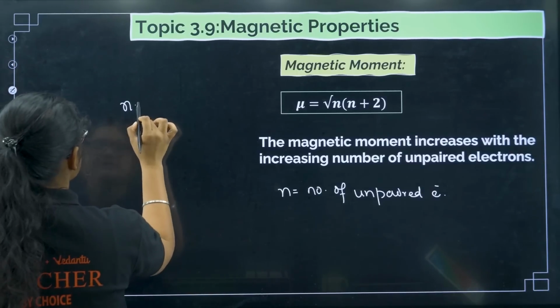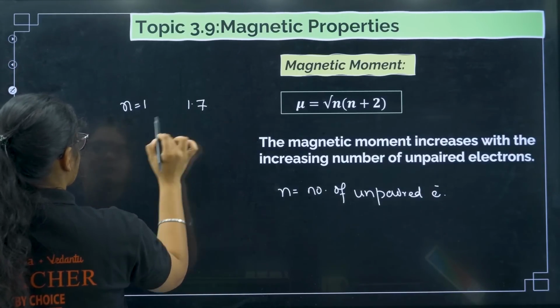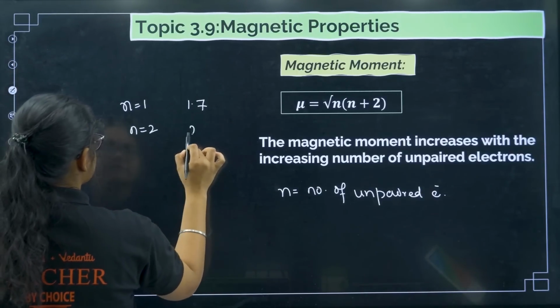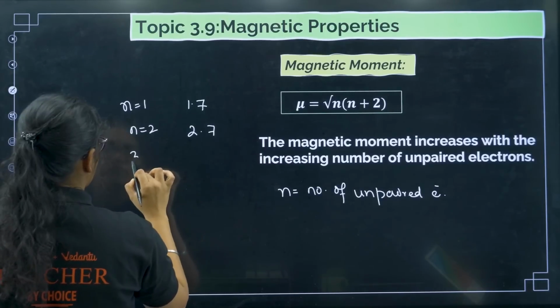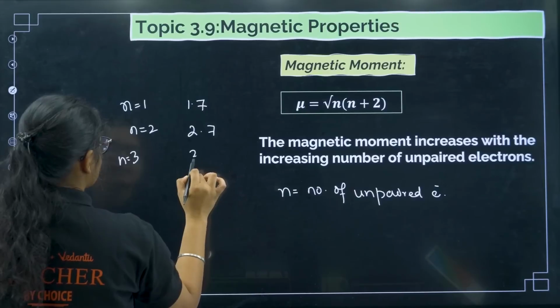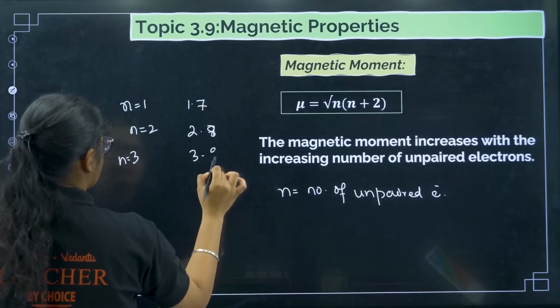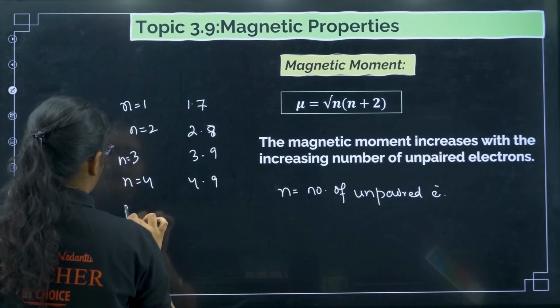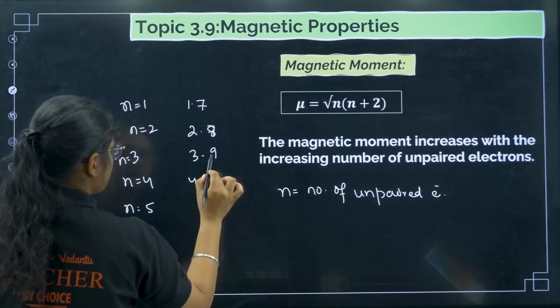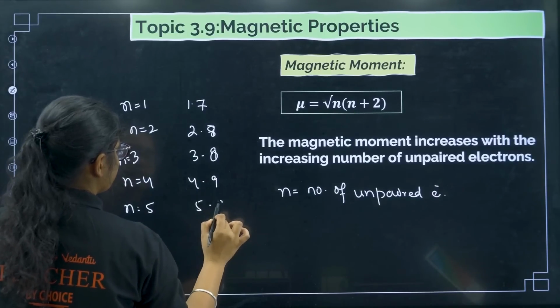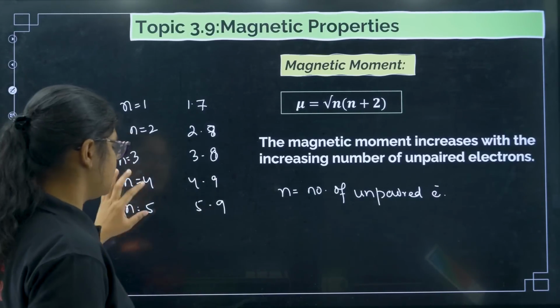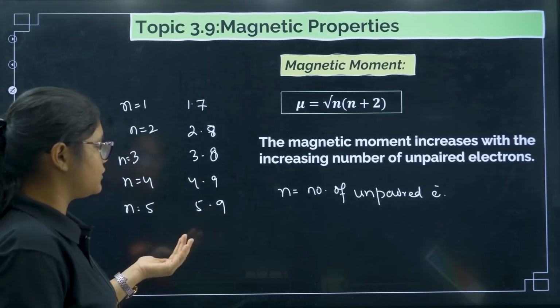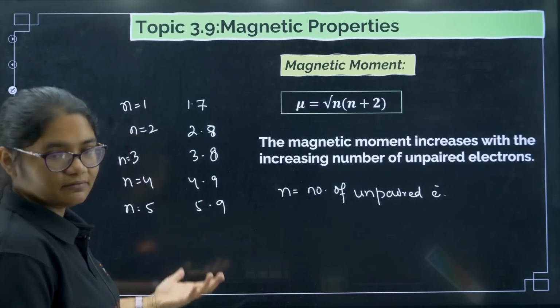So if n is equal to 1, magnetic moment will be 1.7. For 2 it is 2.8. For 3 it is 3.9. For 4 it is 4.9, and for 5 it is 5.9. So you have to remember this one. More than 5 unpaired electrons you cannot get, because after that again pairing will start.